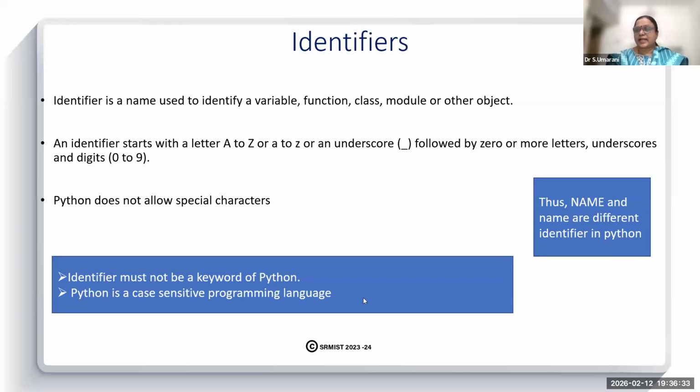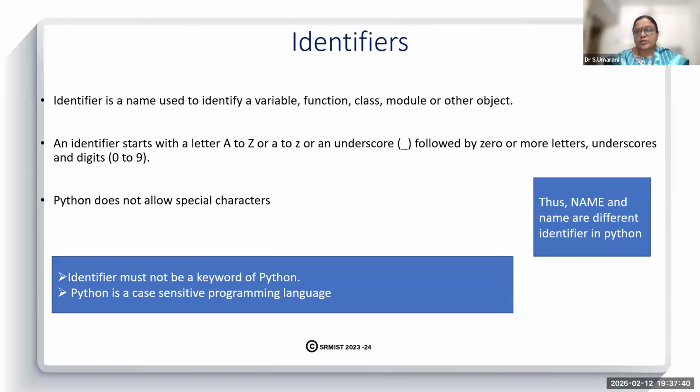Then how do you construct the identifier? The identifier starts with a letter, either a capital letter or a small letter, or an underscore, followed by zero or more letters, underscores and digits. So the first character is a letter or underscore. After that, you can use anything: a letter, an underscore, or a digit. That is your wish. This is the explanation of the identifier. But Python does not allow special characters. Only one special character is allowed, and that is the underscore. Are you clear on this?